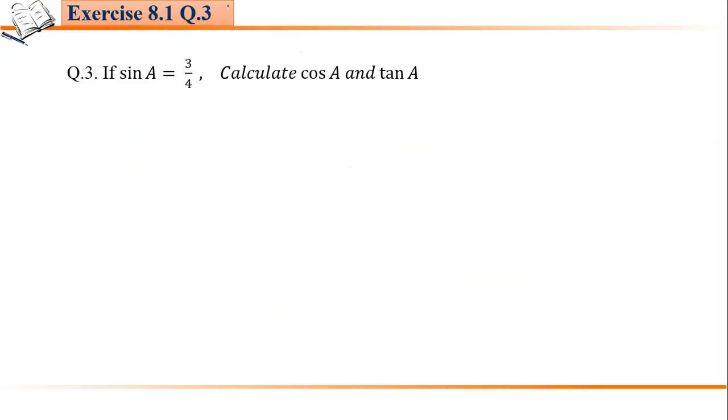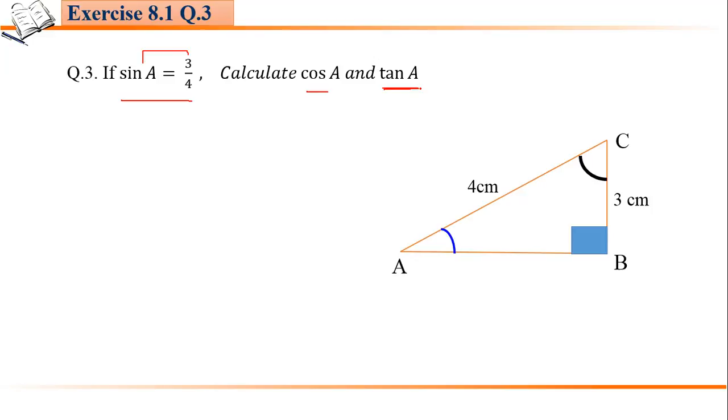Question number 3 is, if sin A is equal to 3 upon 4, calculate cos A and tan A. So here we are given a trigonometric ratio value, that is sin A is equal to 3 upon 4, and we have to find out the values of these two trigonometric ratios. So here we consider a triangle.